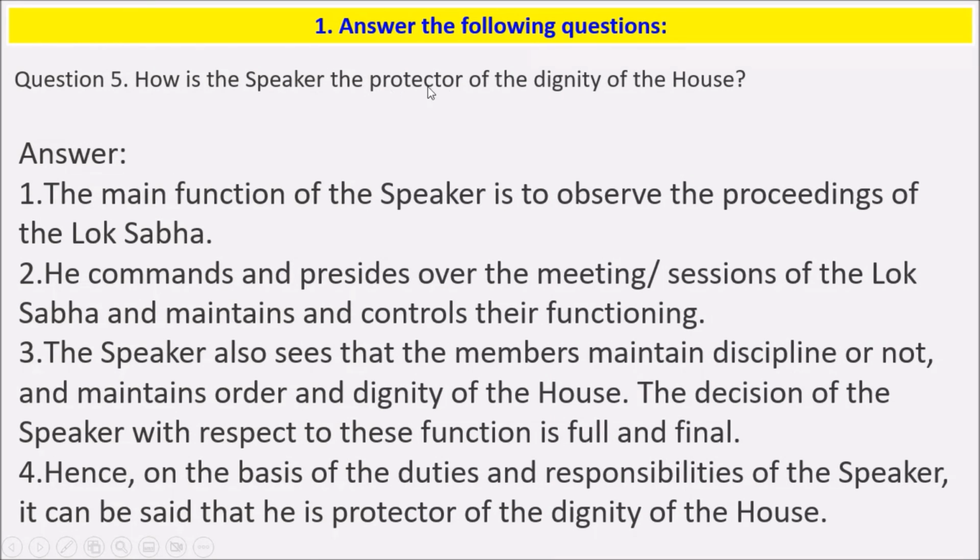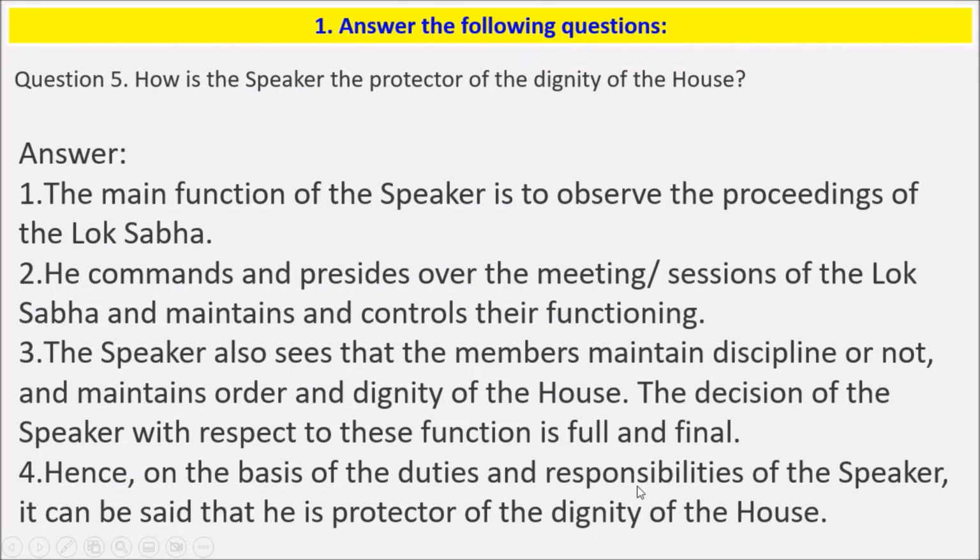Next, how is the speaker the protector of the dignity of the house? The main function of the speaker is to observe the proceeding of the Lok Sabha. He commands and presides over the meeting sessions of the Lok Sabha and maintains and controls their functioning. The Speaker also sees that members maintain discipline or not and maintains order and dignity of the House. The decision of the Speaker with respect to this function is full and final.